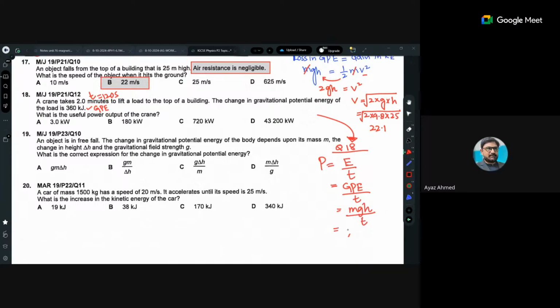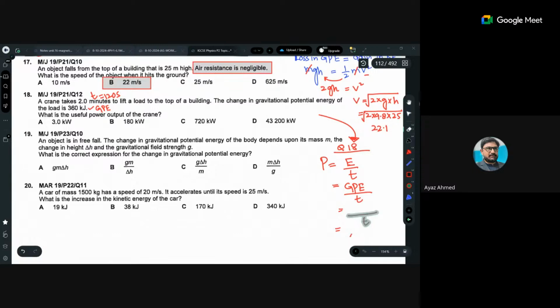The total energy is given to you. Instead of this formula or this step, just put the values directly. That is your 360 kilojoule. 360 kilojoule is basically 1000 divided by 120. What will be your answer? Your answer will be 3000, so it is 3 kilowatt. Okay, yes, let's check. 3.0 kilowatt. That is the answer.